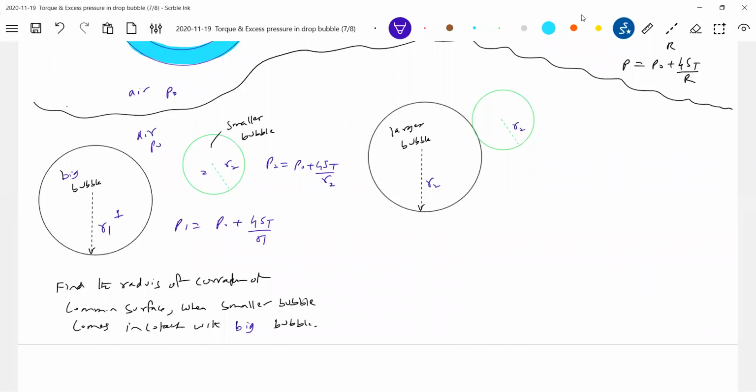Tell me, which is less, R2 or R1? As R2 is less than R1, P2 will be greater than P1. Do you agree with this? P2 will be greater. The pressure inside the smaller bubble will be more than in the bigger bubble.